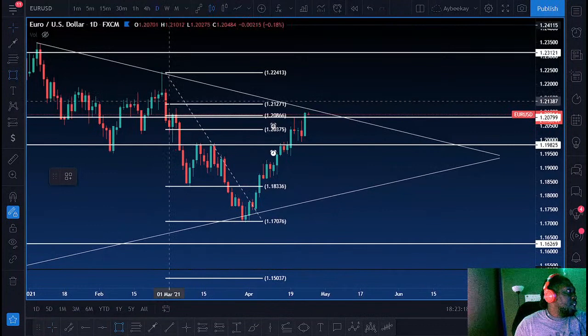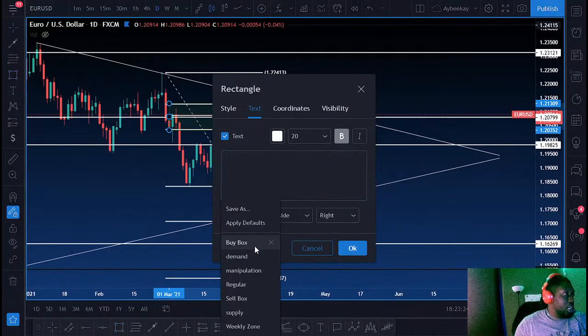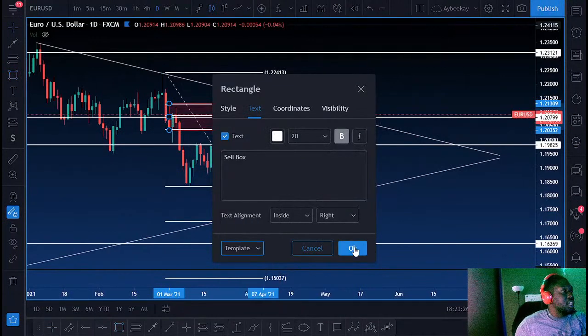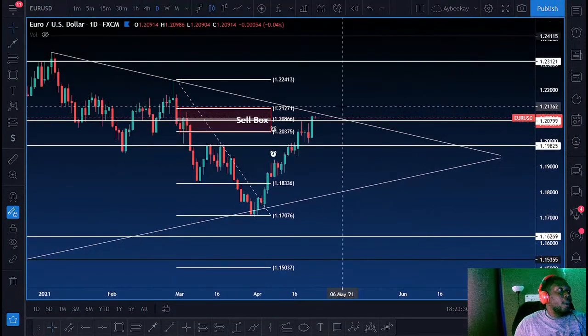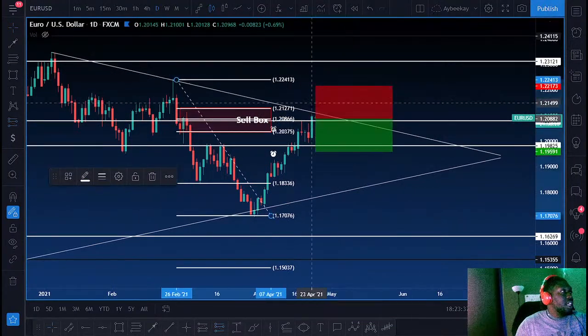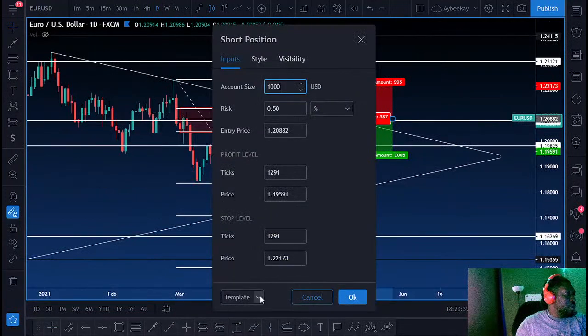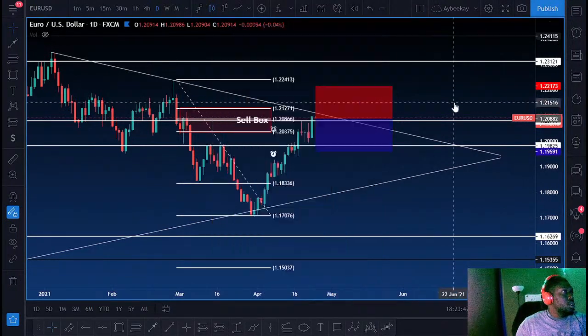But again, I'm going to get into the sell. I'm going to stick to what I trade because that looks way too bright for me. I want this blue. That's better.